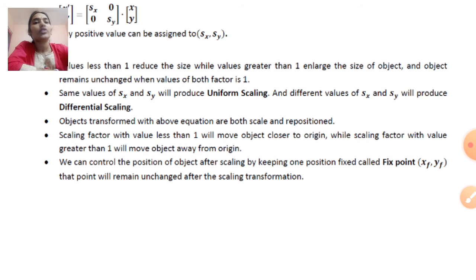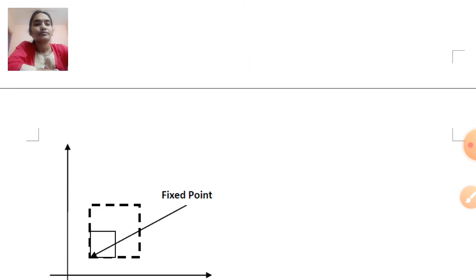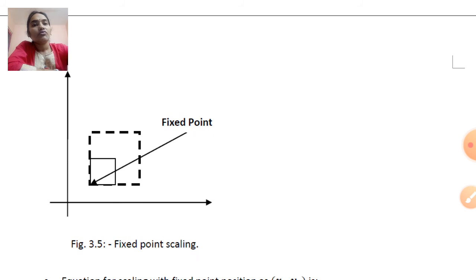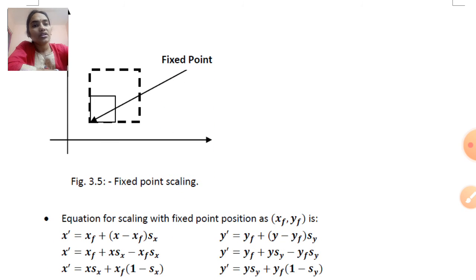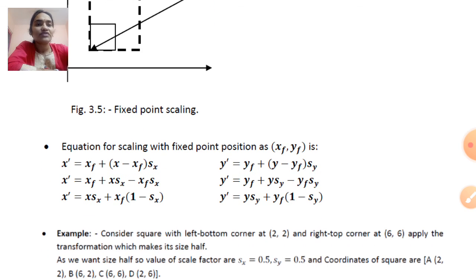We can control the position of the object after scaling by keeping one position fixed, called the fixed point. That point will remain unchanged after the scaling transformation. So here one point is the fixed point, and the object will enlarge with respect to that fixed point. Now the equation for scaling with fixed point position xf, yf.